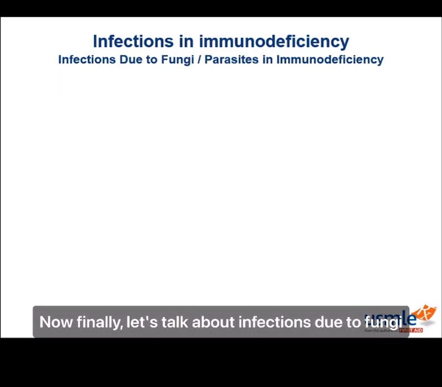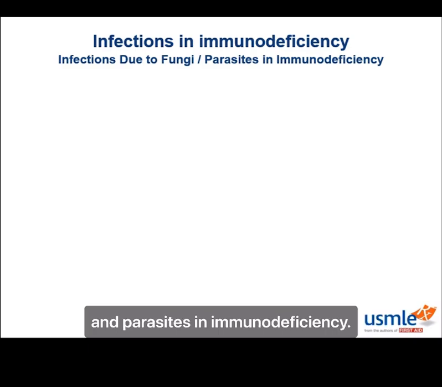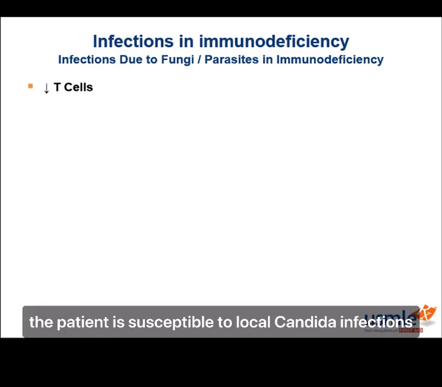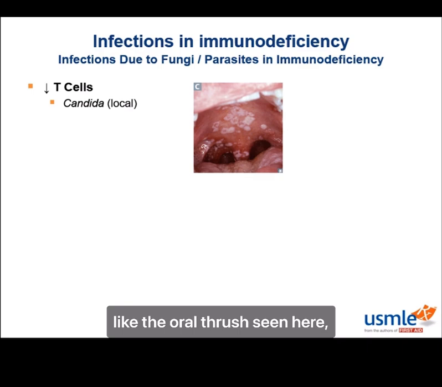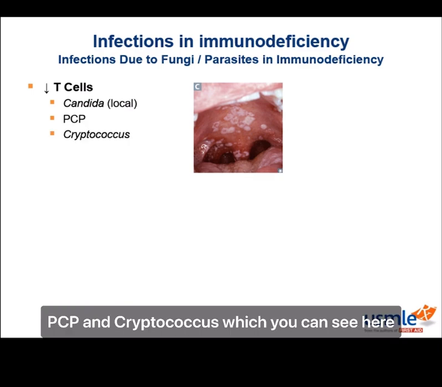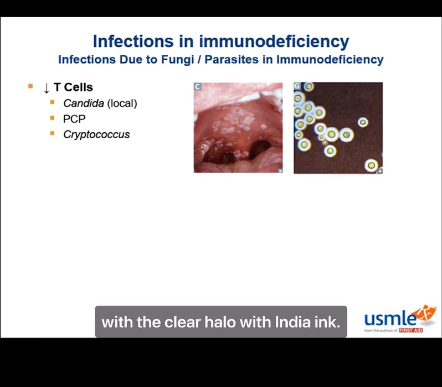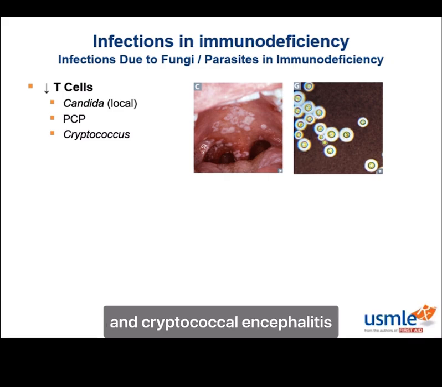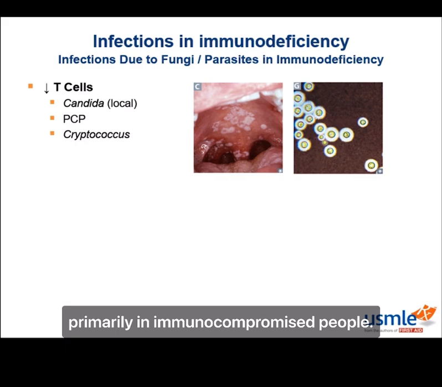Now, finally, let's talk about infections due to fungi and parasites in immunodeficiency. If a patient is deficient in T cells, the patient is susceptible to local Candida infections, like the oral thrush seen here, PCP and Cryptococcus, which you can see here with the clear halo with India ink. This can cause cryptococcosis, cryptococcal meningitis, and cryptococcal encephalitis, primarily in immunocompromised people.